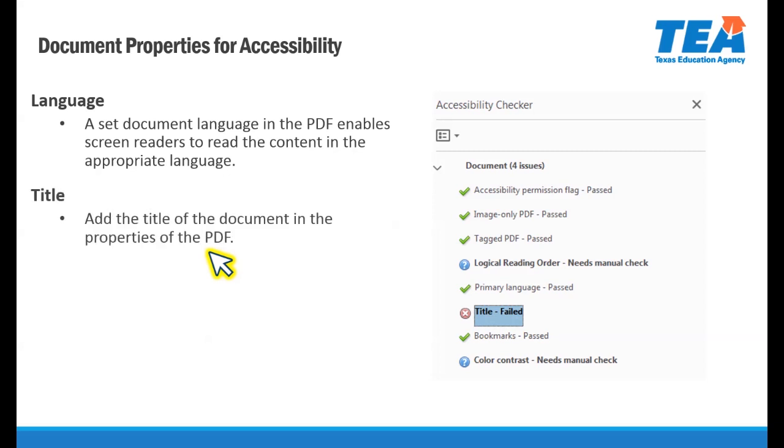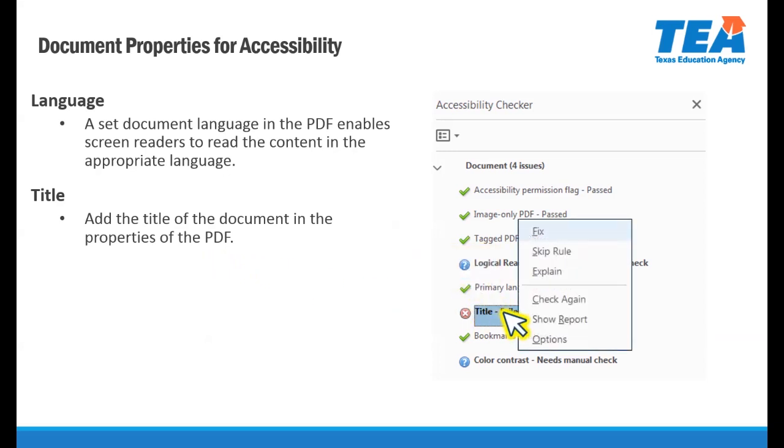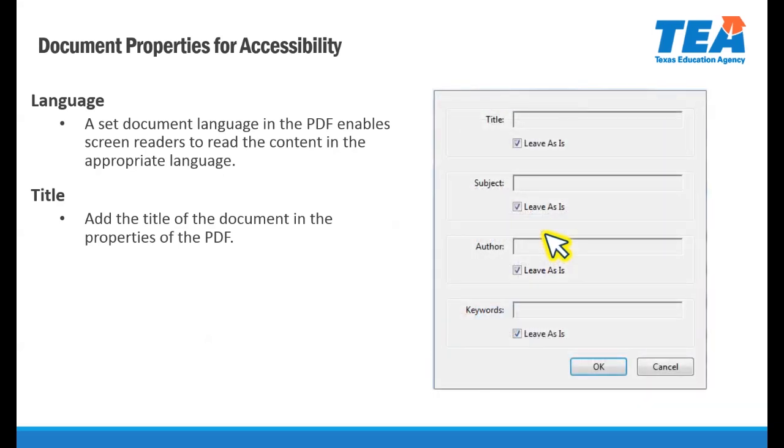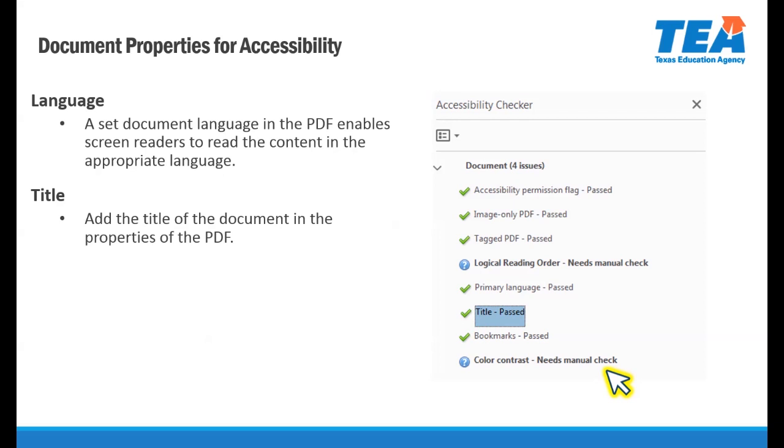The title can be fixed the same way. In the Accessibility panel, right-click on the title error and select Fix from the menu. A window will appear with the title section. Uncheck the Leave As Is checkbox in the title section so the title field becomes enabled. Enter or paste the title of the document in the field and then click OK. The title is now also showing as passed.